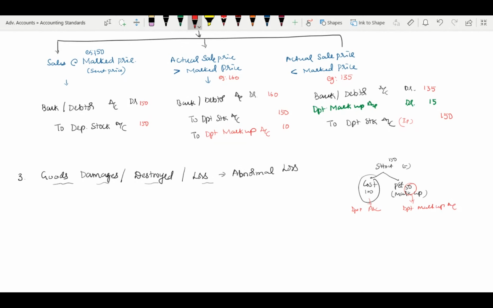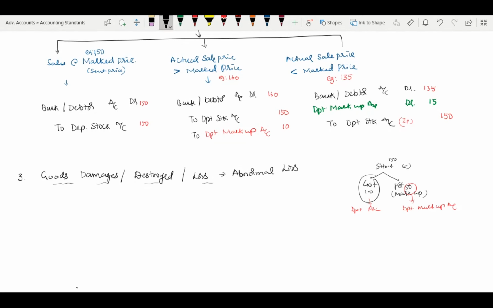So in this loss, please understand there are two components: cost component plus profit component. Eliminate the markup component. So whatever cost is there, I am supposed to charge to P&L. It is like bad debt or loss of stock, whatever it might be. So to the extent of cost, I will charge to P&L. To the extent of markup, since I already created a markup, I will reverse that. Then in the departmental stock account, even though the stock is destroyed, I have to remove it, derecognize it from the books of accounts. So therefore I will remove the stock.